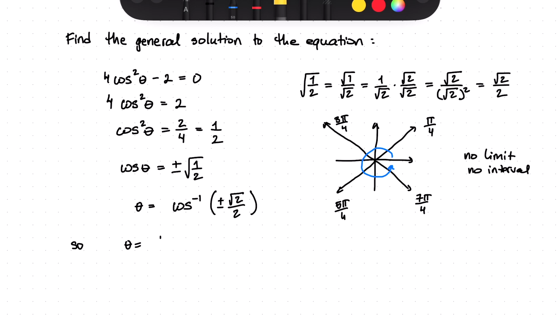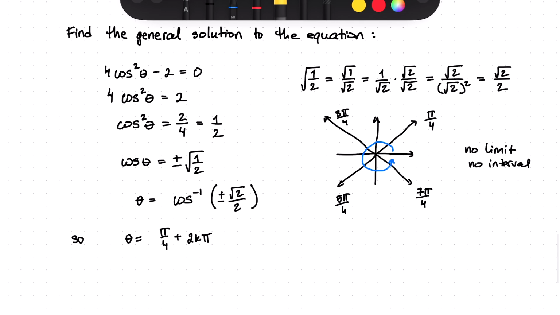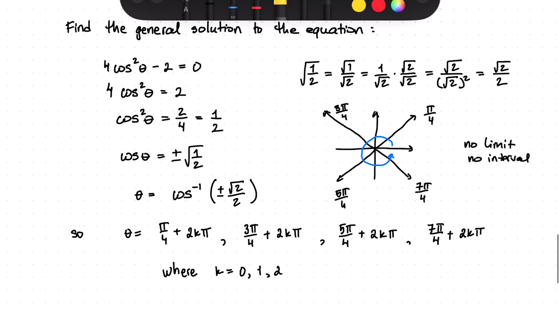We can represent it by introducing another variable, which is k. Now I will write theta equals pi over 4 plus 2k pi, because 2 pi is one revolution. And if we add that to pi over 4, we're representing as many revolutions as k is. And then we're going to do the same for all the other angles. k is going to be 0, 1, 2, and it keeps going. That's how we represent infinitely many answers. And we're done. That is our answer.